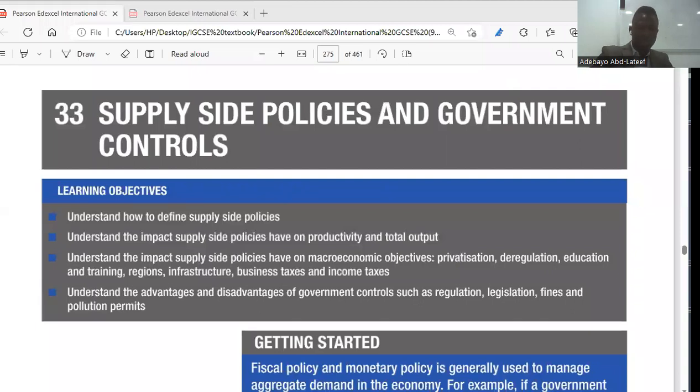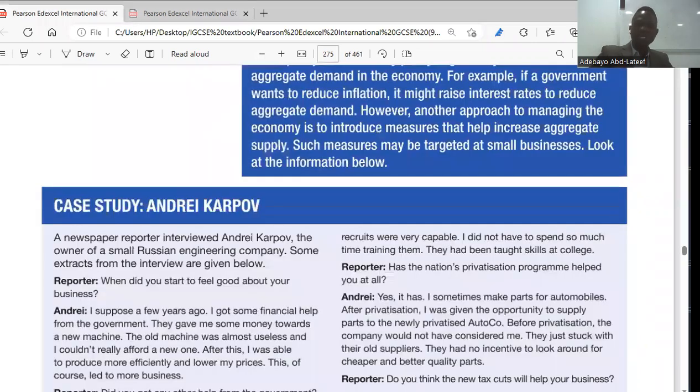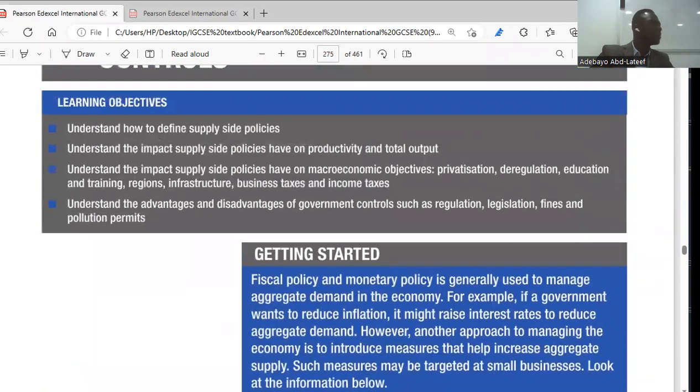So go to chapter 33, supply side policies and government controls. When we talk about supply side policies, basically we're talking about policies that government put in place to correct or to increase aggregate supply. So these are policies to increase aggregate supply in the economy. And what is the aggregate supply? The total supply in the market is aggregate supply. The total output firms are producing in the economy is aggregate supply. You get the point there, please.